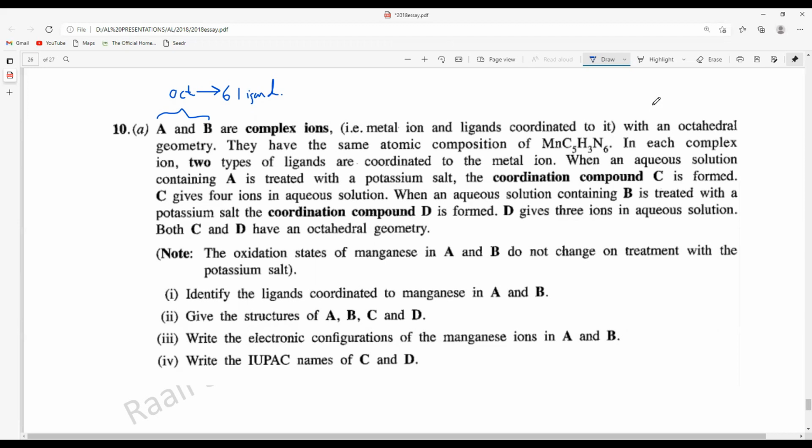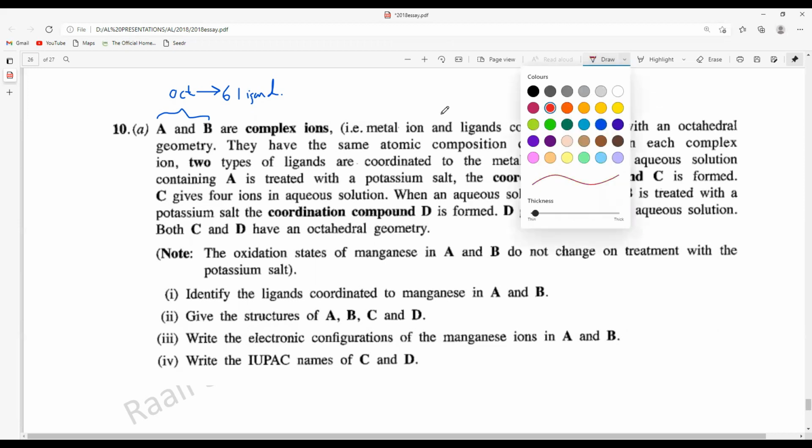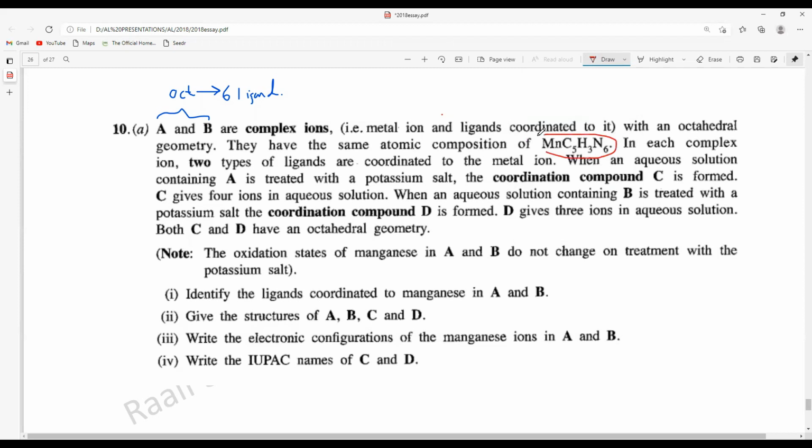So this is an additional factor that we need to remember. The formula is not going to change, and only two types of ligands are coordinated. When an aqueous solution containing A is treated with a potassium salt, the coordination compound C is formed. So when you add the potassium salt, you get a coordination compound C, which is a different compound.